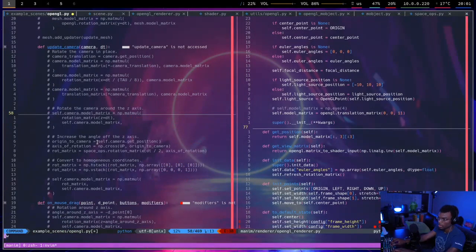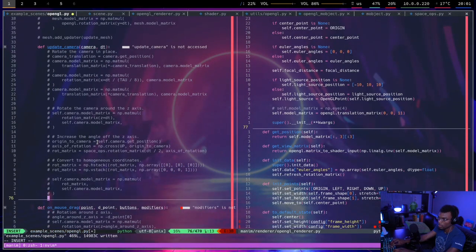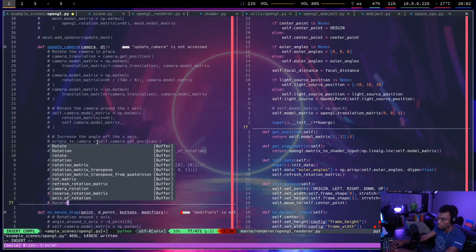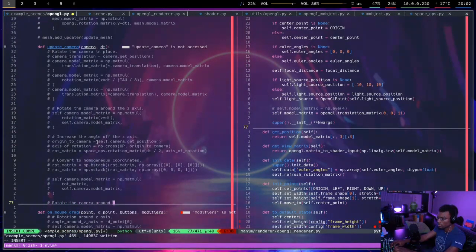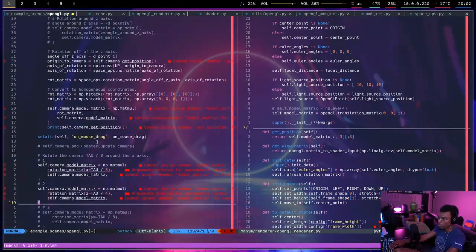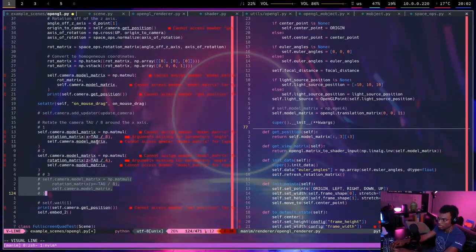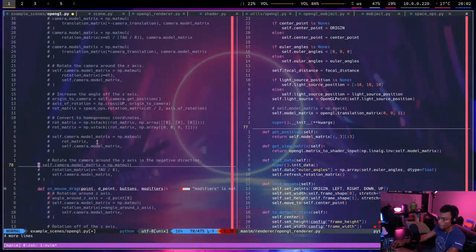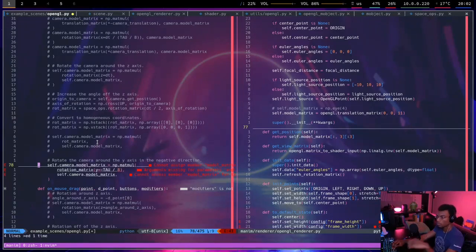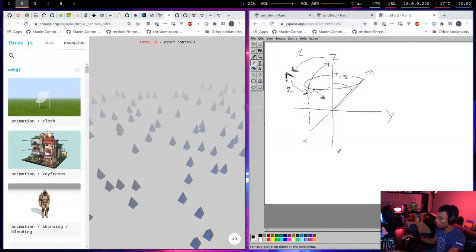And what I'm going to do, rotate around the y-axis in the negative. And rotating the camera around the y-axis in the negative direction should be as simple as multiplying by this matrix. Alright, getting the rotation matrix, y negative tau over 8, should bring me here.